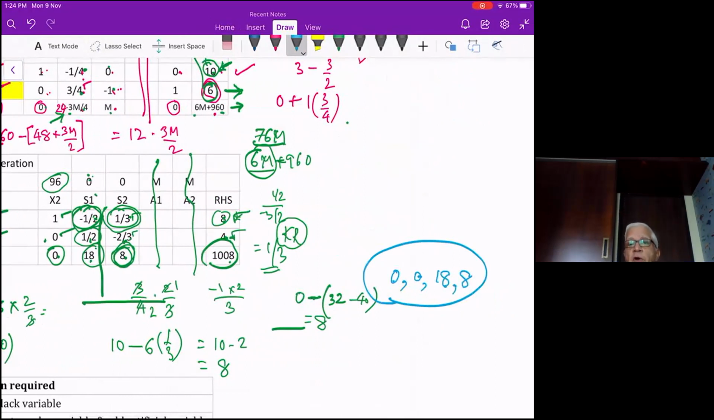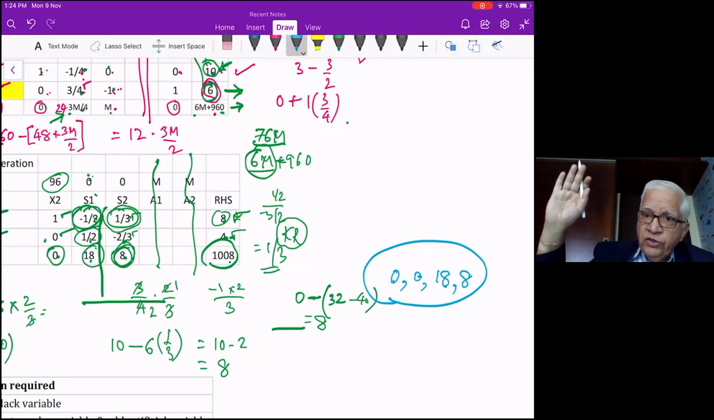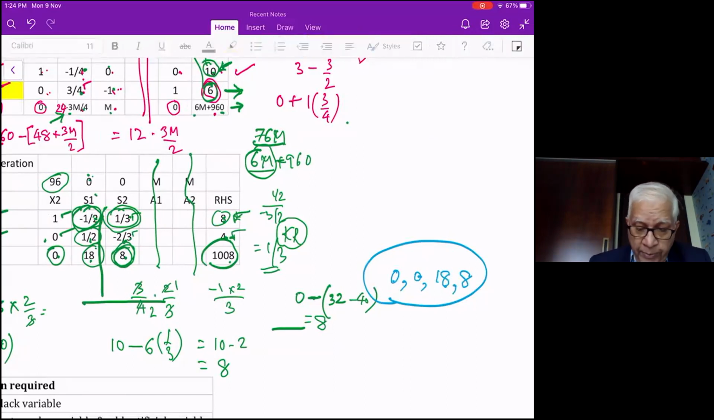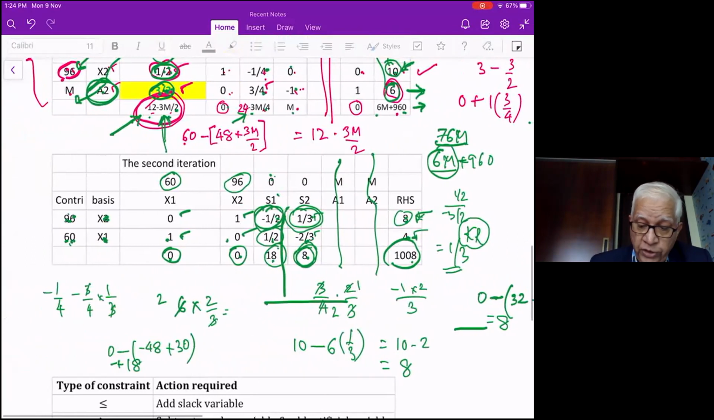The proof of optimality in case of a minimization problem is absence of a negative number in the index row, whereas proof of optimality in case of a maximization problem is absence of a positive number in the index row. Absence of positive number in case of maximization, absence of negative number in case of minimization. So there is absence of negative number in the minimization problem. Therefore I conclude that this solution is optimal.